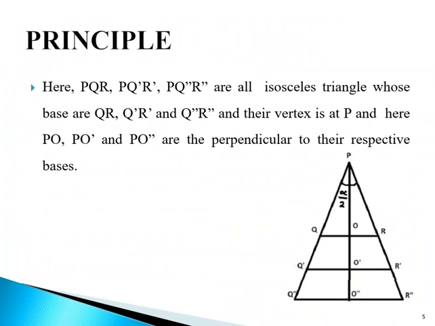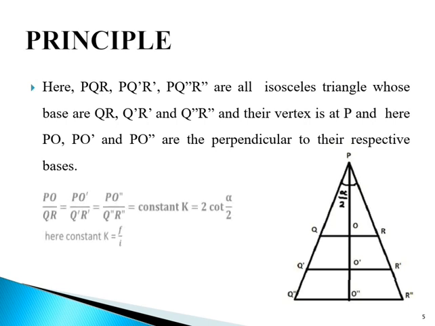So here PQR, same as PQ'R', and lastly PQ''R'' are all isosceles triangles whose bases are respectively QR, Q'R' and Q''R'', and their vertex is at P. This point at P. And here PO, PO' and PO'' are the perpendiculars to their respective bases.